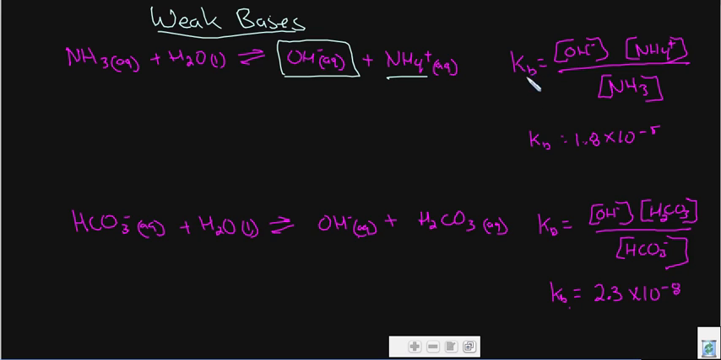When we look at the equilibrium constant expression, or the base ionization constant, I should say, that's what this is. The Kb is the base ionization constant. We have the concentration of hydroxide ions times the concentration of ammonium divided by the ammonia. So the products divided by the reactants. And our Kb is 1.8 times 10 to the negative fifth.